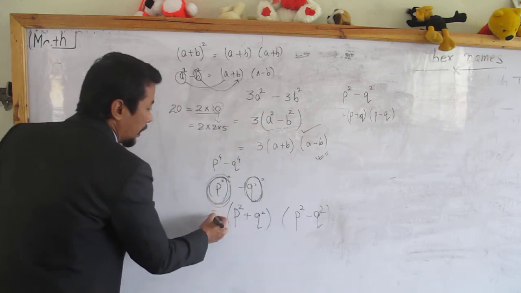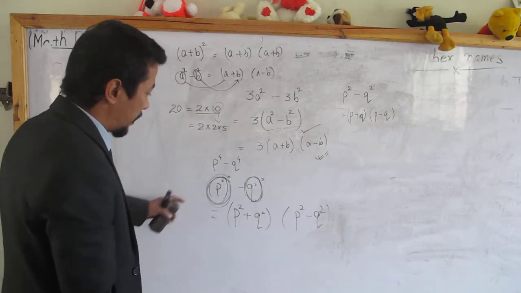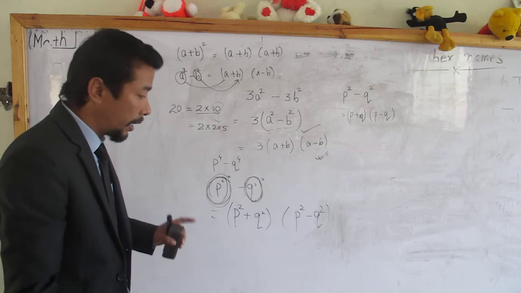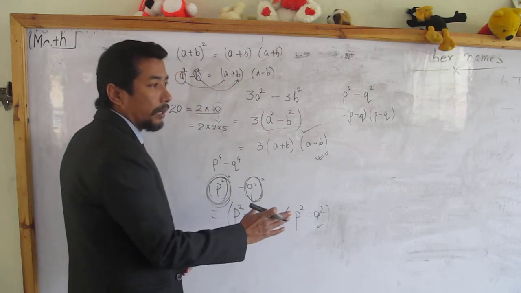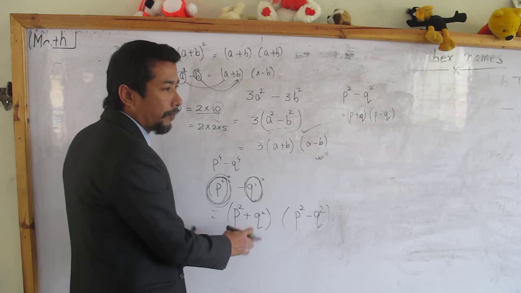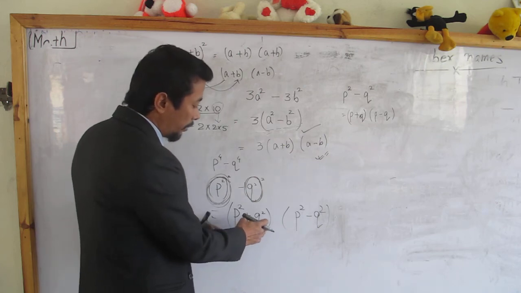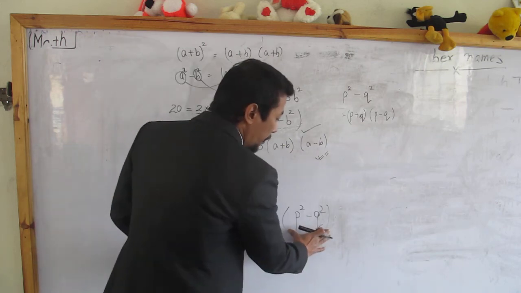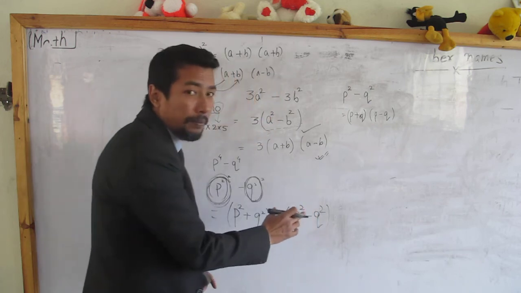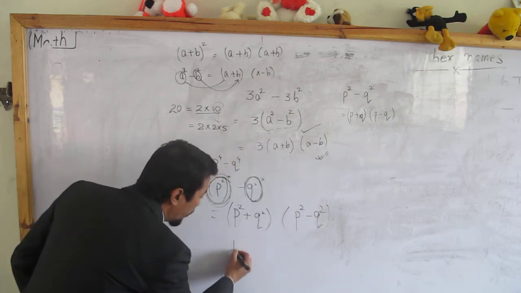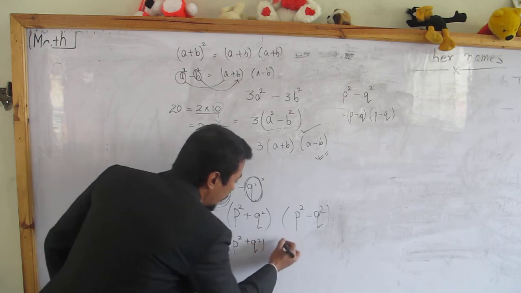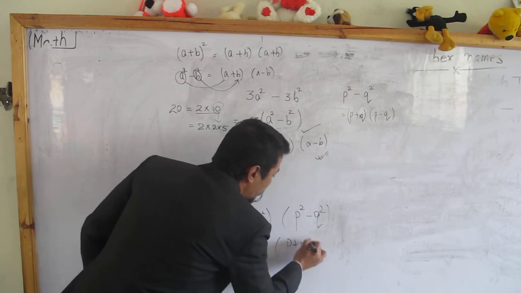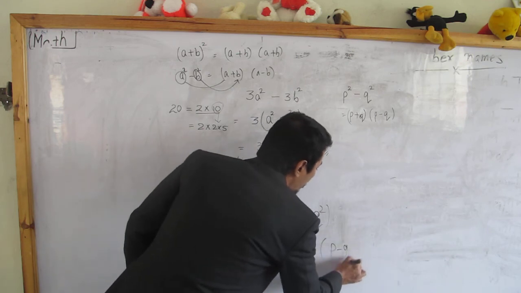So this is our second step. Now, is it our solution? Are we done? This does not have factor form. We could leave this as it is, but again, if you look at this, it is in formula. So we break this using the formula and we get p squared plus q squared, and then p plus q, p minus q.